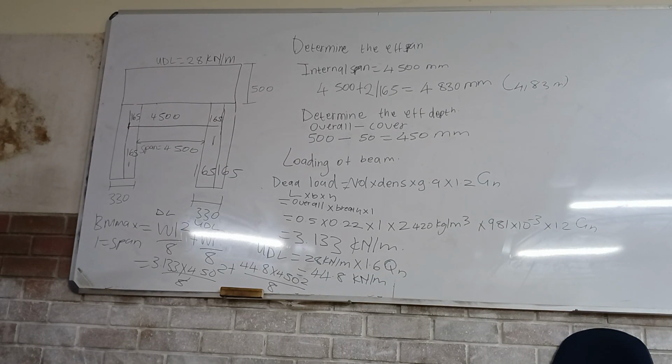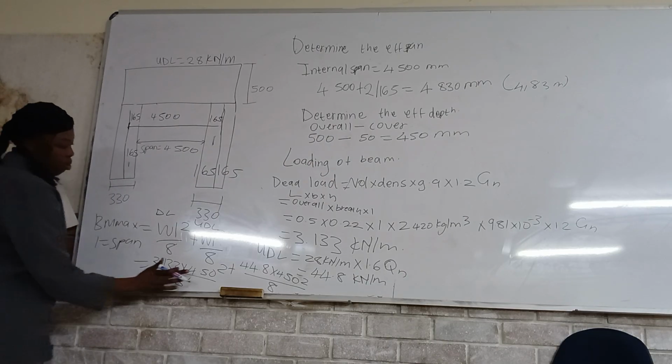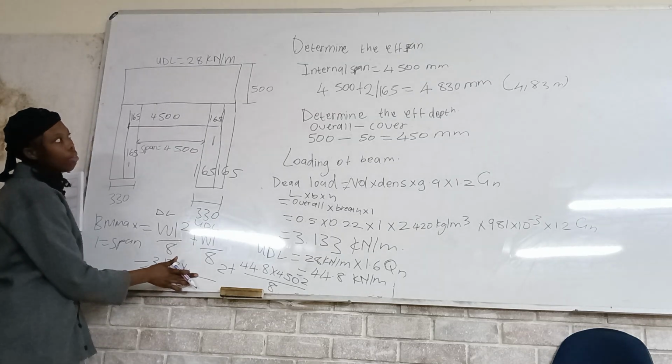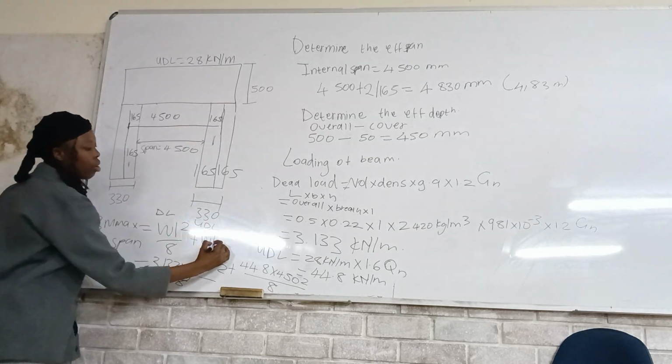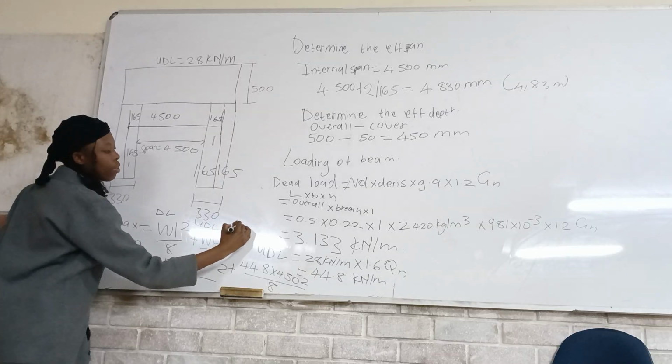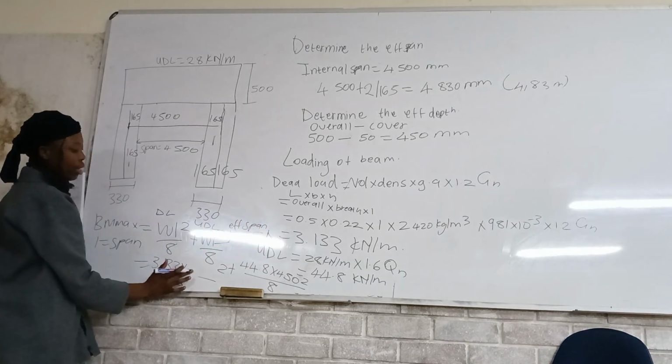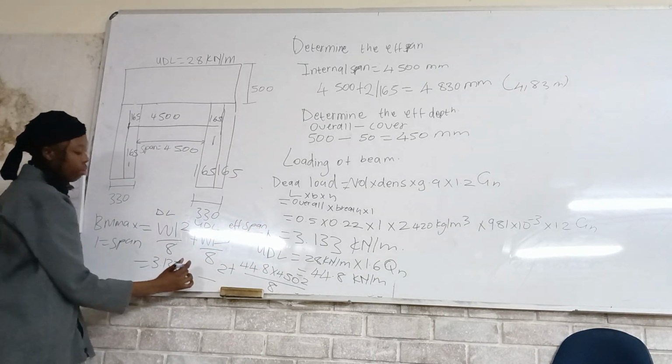Wait, we need to use the effective span now, not the internal span. We calculated the effective span. So what is our effective span? 4.83.